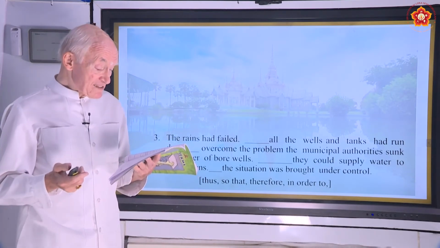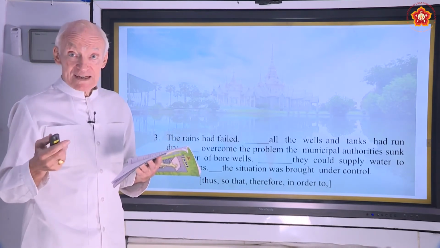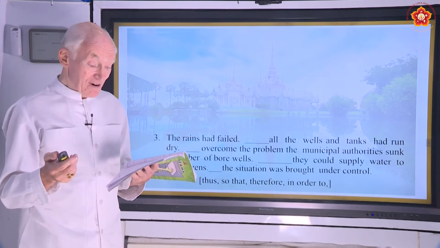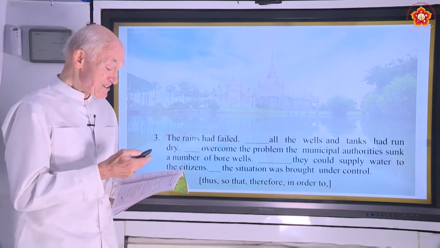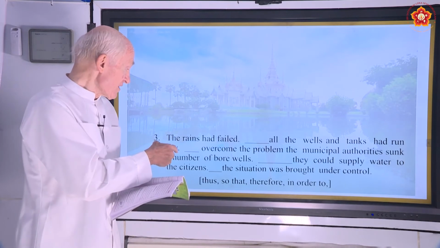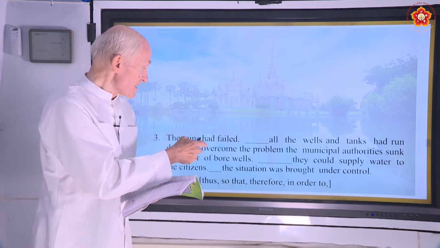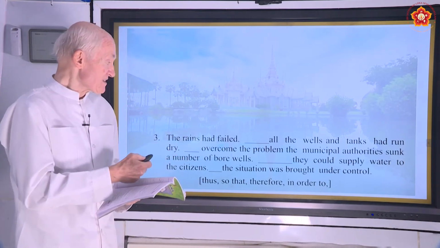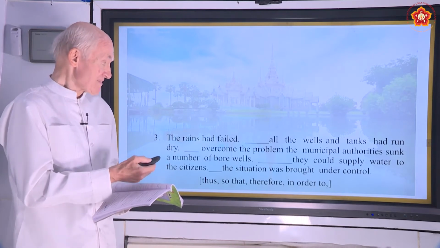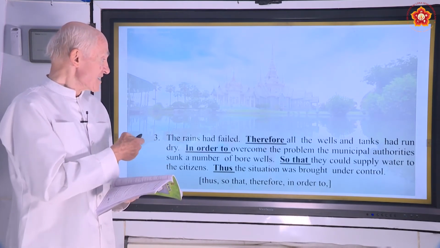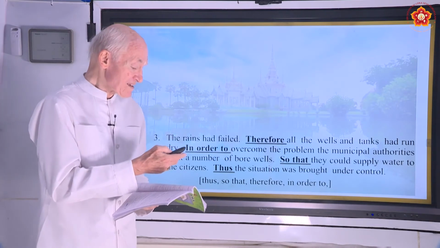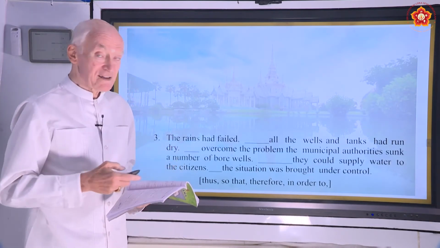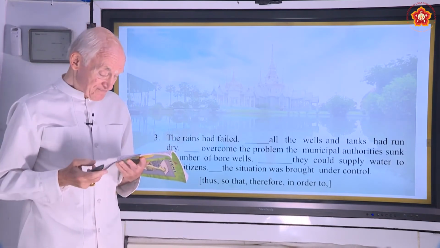So there's no rains, okay? And because of the rains, or therefore, the wells had gone dry. So let's see. We have therefore, thus, so that, in order. Let's use therefore. Is that the right one? The rains had failed. Therefore, all the wells and tanks had run dry. Therefore is the correct linker.